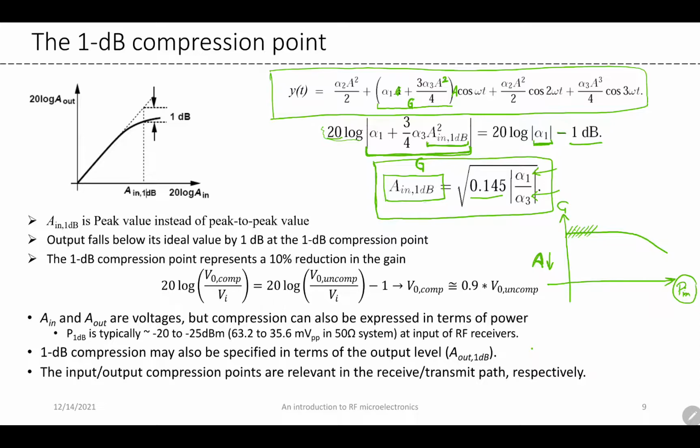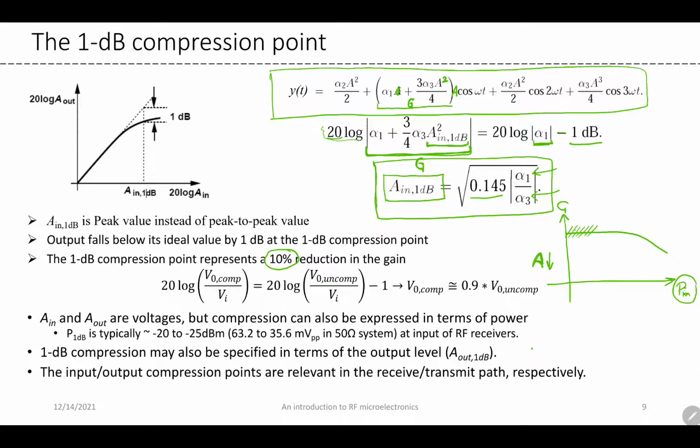Now if we calculate this change in terms of absolute values, since 1 dB compression is in the dB scale, if we do it in the absolute scale, we'll find that it represents a 10% reduction in the gain. So the 1 dB compression point represents a 10% reduction in the gain.